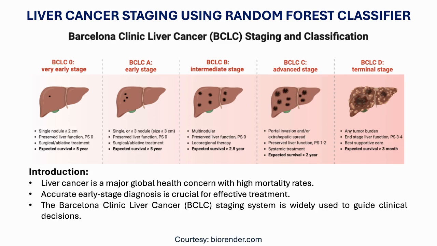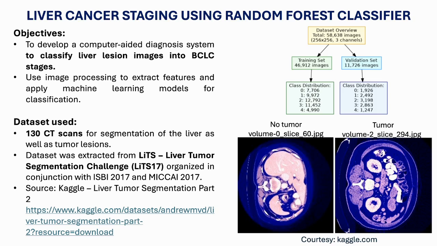Here I have included an image showing the BCLC staging and classification of liver cancer. It has five stages, from the very early stage to the terminal stage: very early stage, early, intermediate stage, advanced stage, and terminal stage, based on the nodule size. It also describes the liver function and the treatment for each stage. So this BCLC staging and classification system is widely used for liver lesion identification and classification.